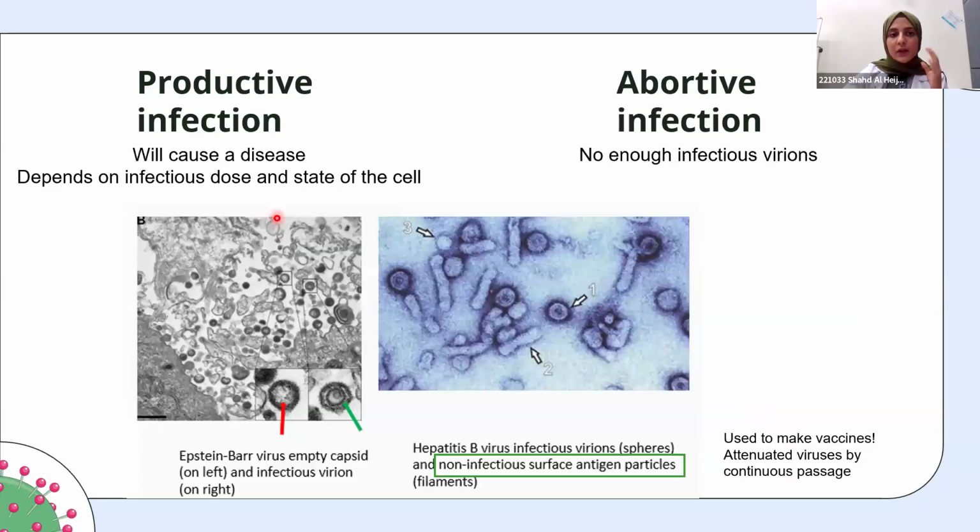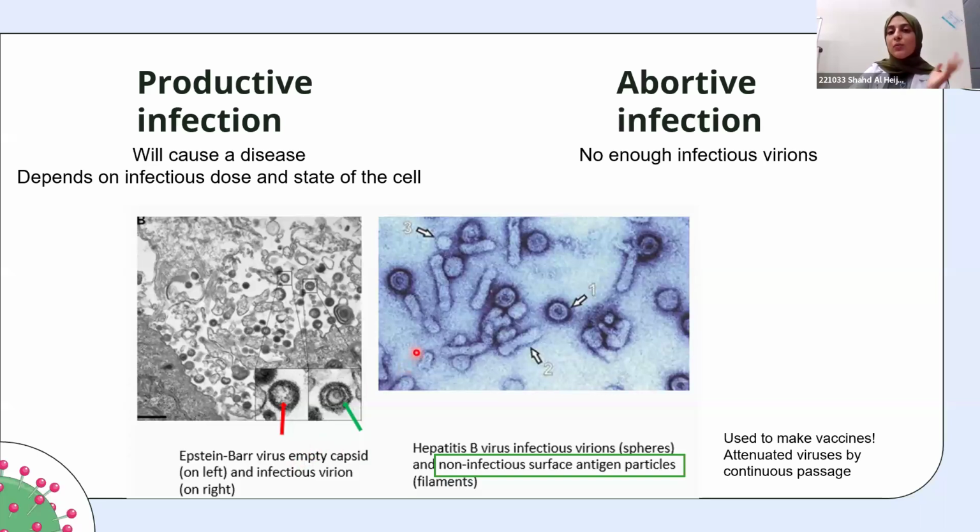Now we have two other terms to define. We have productive infection and we have abortive infection. Now, a productive infection will cause disease. This will depend on the infectious dose and the state of the cell. So in a productive infection, you have viruses infecting the cell, infecting the host, and they will cause a disease. You have enough viable viruses in order to cause the disease.